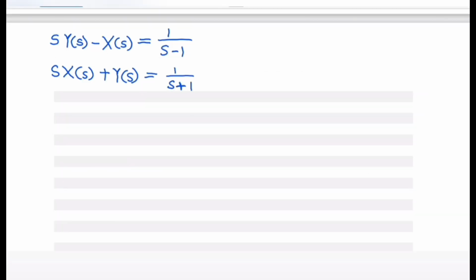So to find out X(s), we'll put back the same equation, but here we multiply this term by 1 and this by negative s. If we do so, this is going to give us sY(s) minus sX(s), and this will give us 1 over s minus 1.